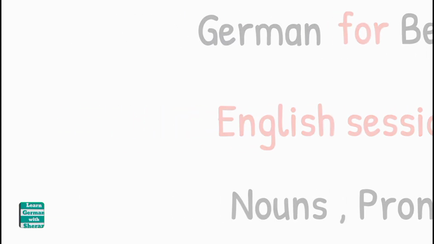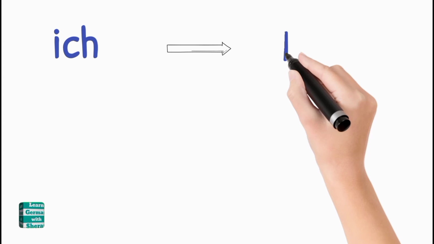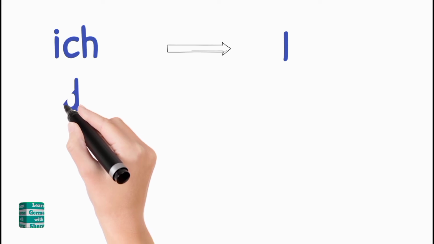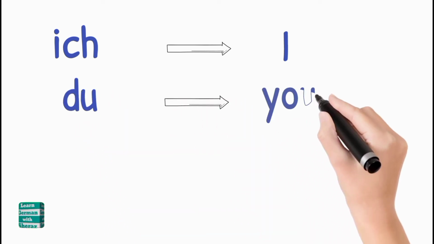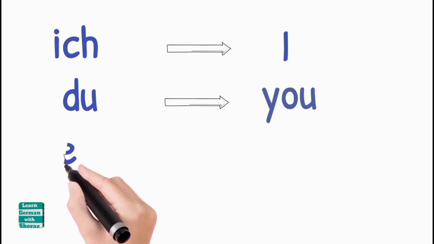So let's start. The first one is ich. In English, it's I, myself. The German will be ich. And the next one is du. It means you. You can be anyone who is talking to you or standing in front of you, and it can be a 20-year-old boy, a 50-year-old man.